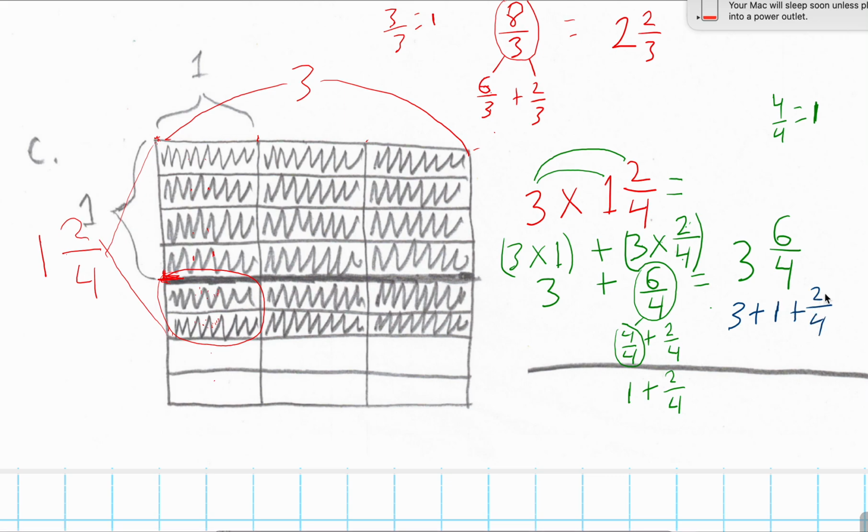Where does 1 and 2 fourths come from? From the 6 fourths. The 6 fourths became this right here. So what is 3 plus 1? Well, that's 4 and 2 fourths. And 4 and 2 fourths is the same as 4 and a half. So this is actually 4 and a half square units.